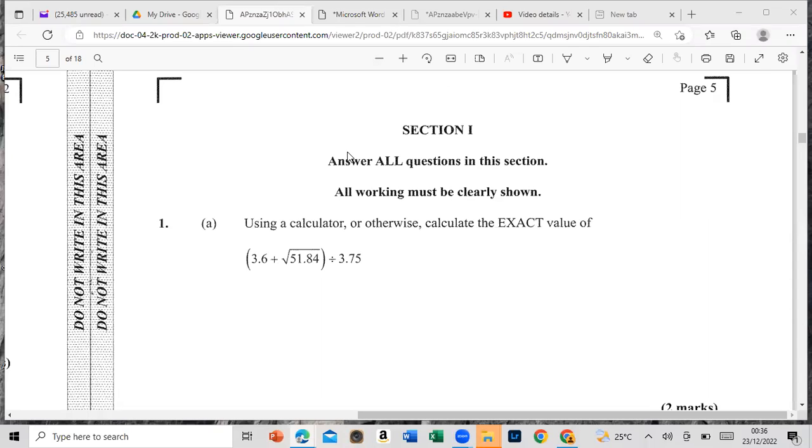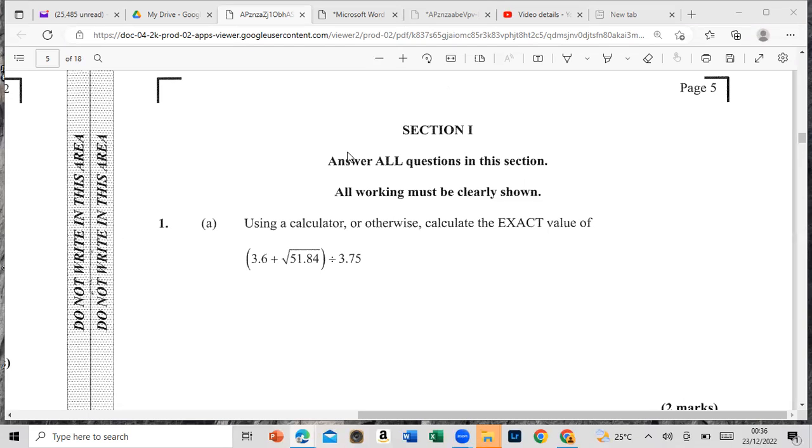This is another January paper. We're looking at question 1. It says using a calculator or otherwise calculate the exact value of bracket 3 minus 3.6 plus the square root of 51.84. So what we're going to do, guys, we're going to actually use the calculator, but I'm going to explain each step as we go along.